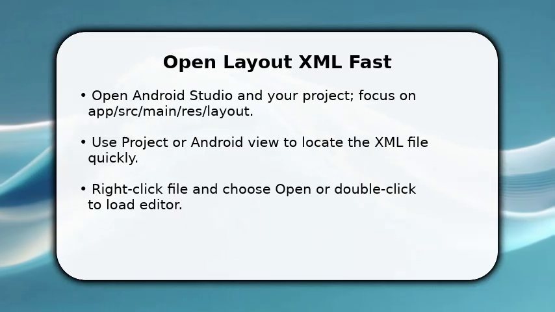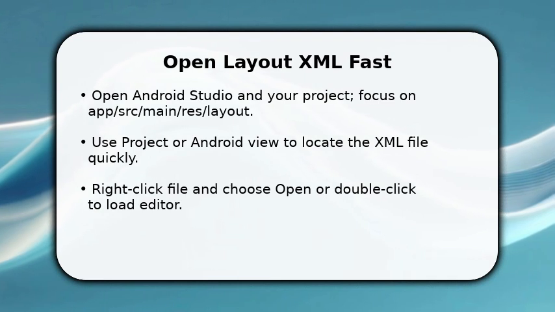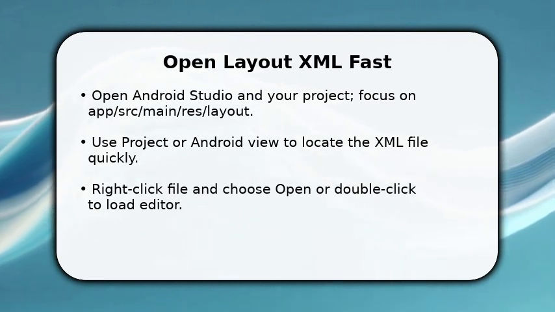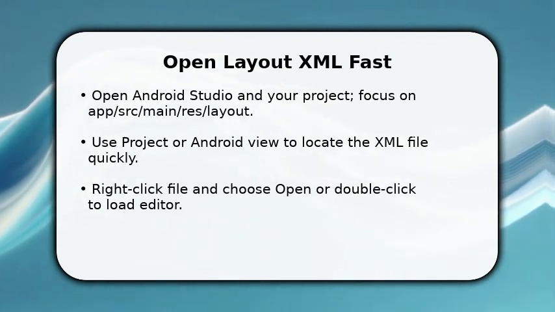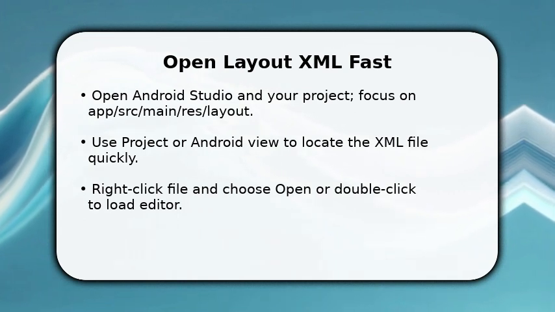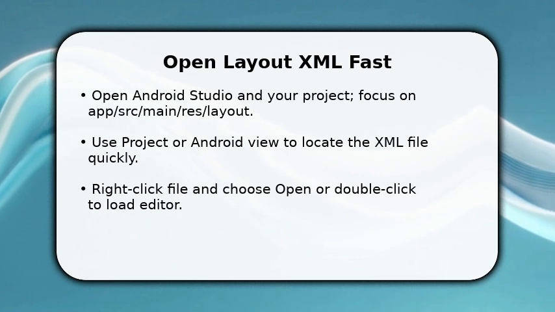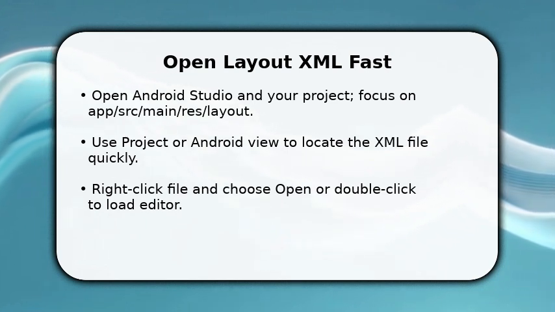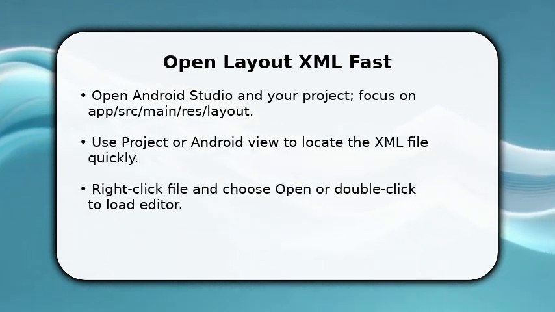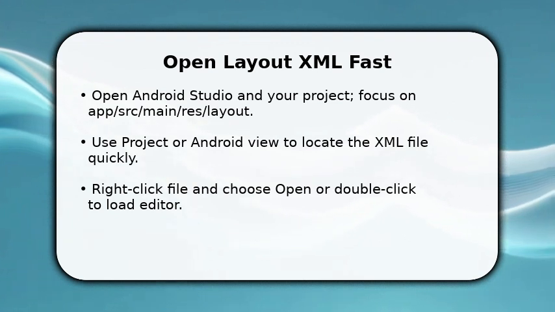You start inside Android Studio with the project loaded. Make sure you're in the project or Android view. Navigate to app/src/main/res/layout and find the layout XML you want. Once found, double-click or right-click and choose Open to load the file in the editor. Doing this immediately places the XML in the Editor tab so you can proceed.